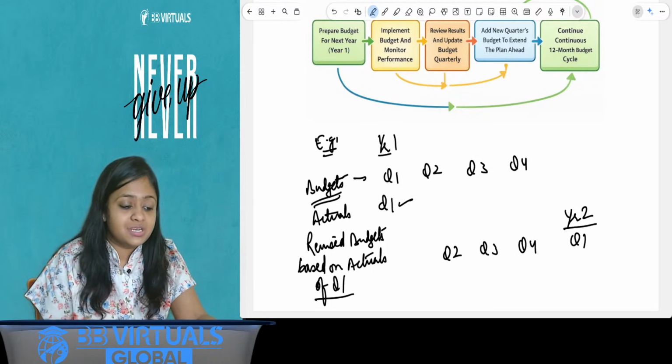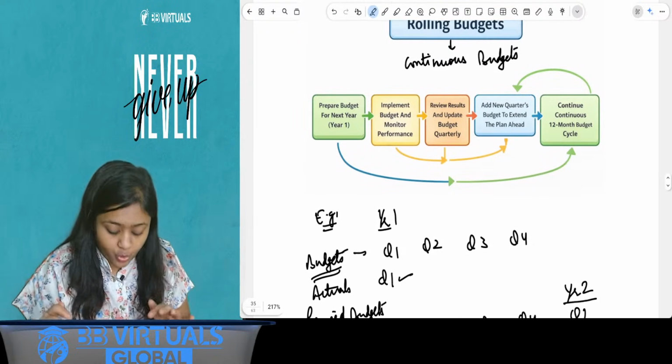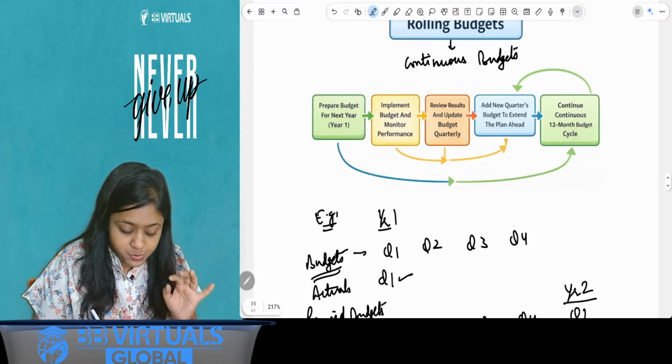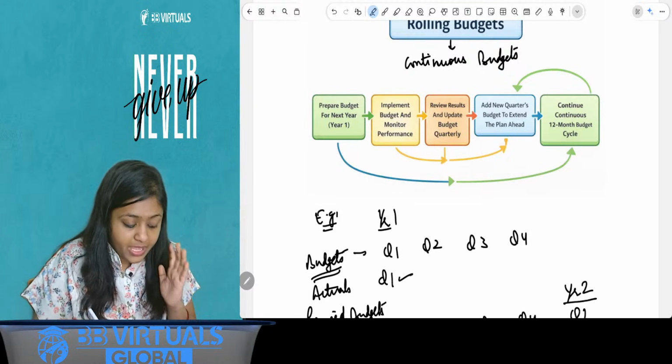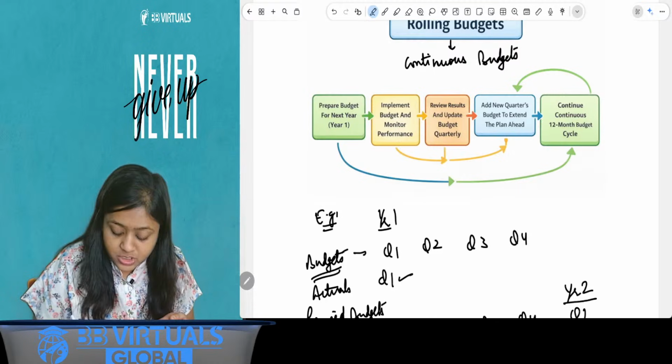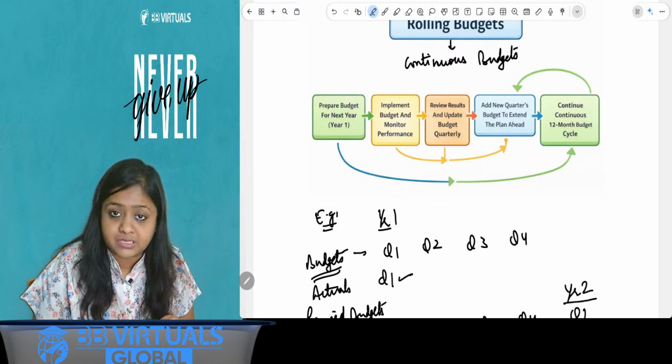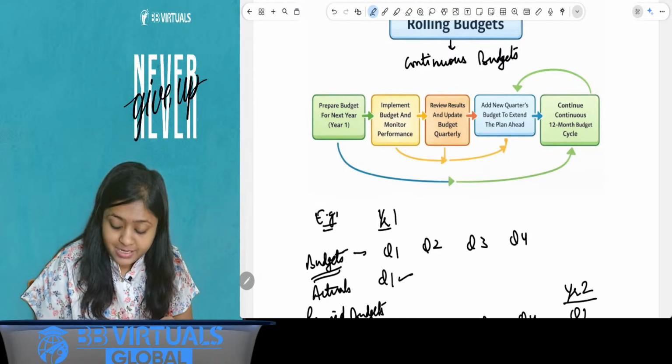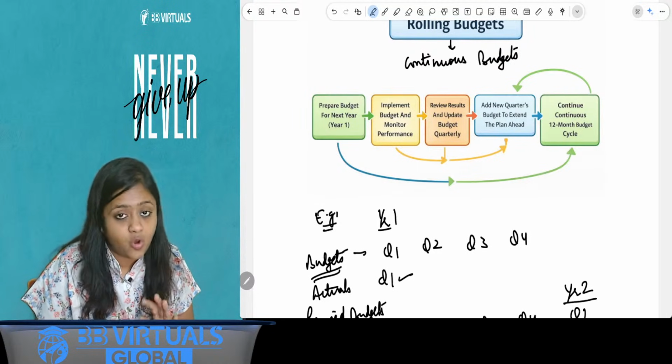So hence rolling budgets are very, very useful over there. Now quickly, here we prepare budgets for the next year, which is year 1. We implement the budget and monitor the performance. We review the results and update the budget quarterly. Add the new quarter's budget to extend the plan ahead. And it is going to continue continuously for a 12-month budget cycle always.